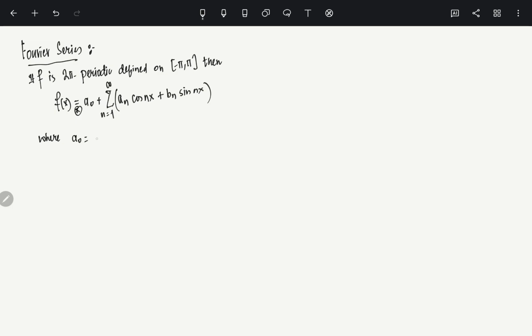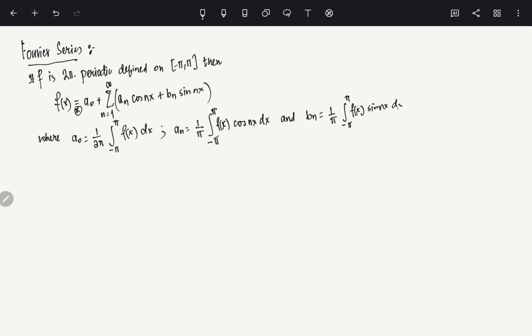what is a naught? If you remember, it is 1 by 2 pi, integral from minus pi to pi of f of x dx. And then what are the an's? How do you remember the an's? The first part is 1 by 2 pi, the second part will be 1 by pi. The integral is the same, f of x. Now is it cosine or sine? With an there is the cosine, so an will be the integral of f of x cosine nx dx, clear? And bn will be 1 by pi, integral from minus pi to pi of f of x sine nx dx.